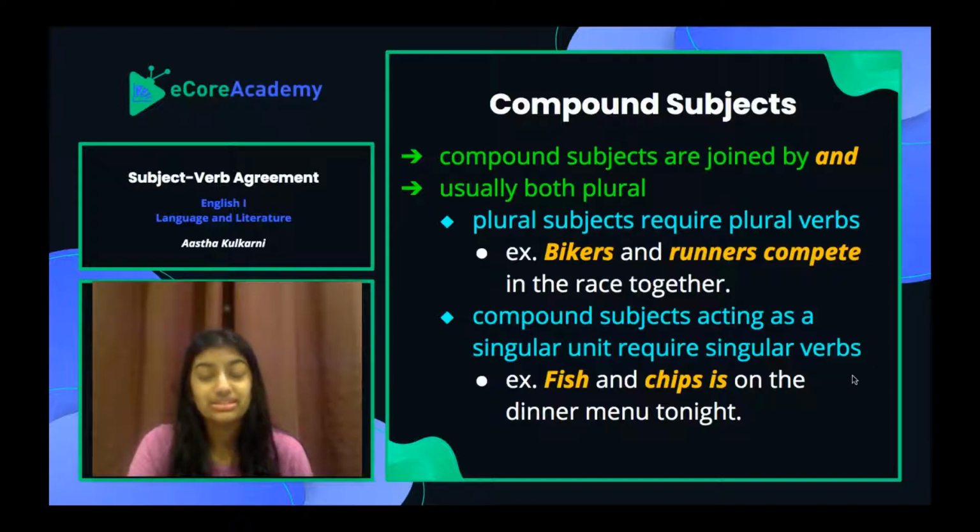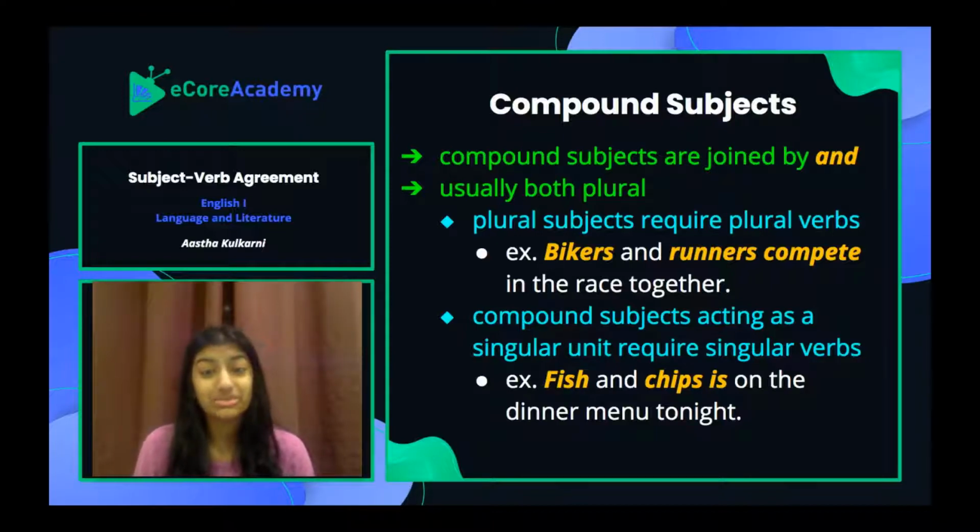So as you can see in this example, it uses fish and chips. As most of us know, that's a singular dish. Even though it has an and in the middle of it, it's a singular dish. If you took it apart, it wouldn't really make sense. Same thing for chips and salsa, peanut butter and jelly, all of those good foods.